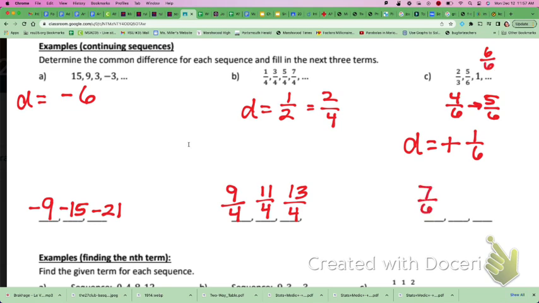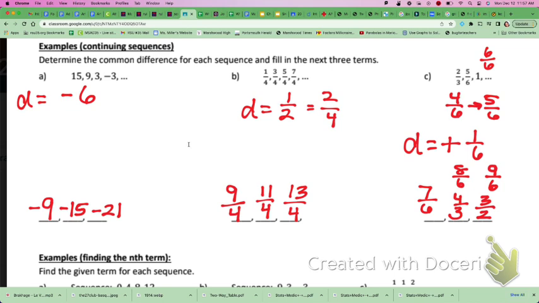Plus another would be 8/6, which really reduces to 4/3. And then 8/6 adding a 6 would get us 9/6, which reduces to 3/2. So try to put your answers in simplified form. Okay, so can we find a common difference and find the next number in the sequence?